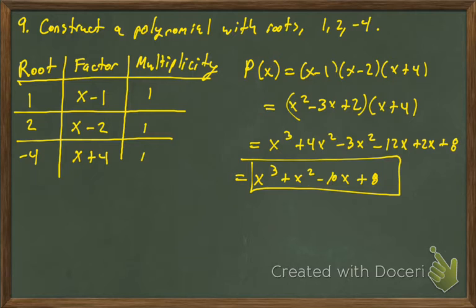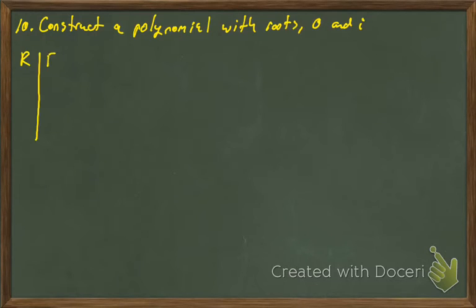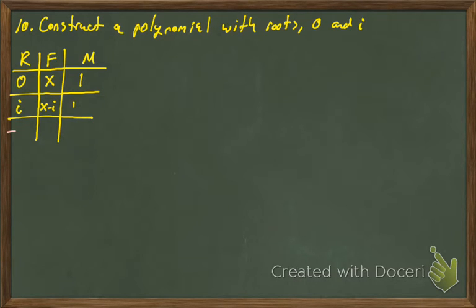Okay, so we're going to look at another one here, very similar. So we'll speed it up a little bit. All right, so this time we're going to construct a polynomial with roots of 0 and i. So we have a root of 0. So the factor of that is going to be a little weird. If 0 is the root, x is the factor. Okay? And nothing about multiplicity, so the multiplicity is 1. i is a root, so x minus i is a factor.